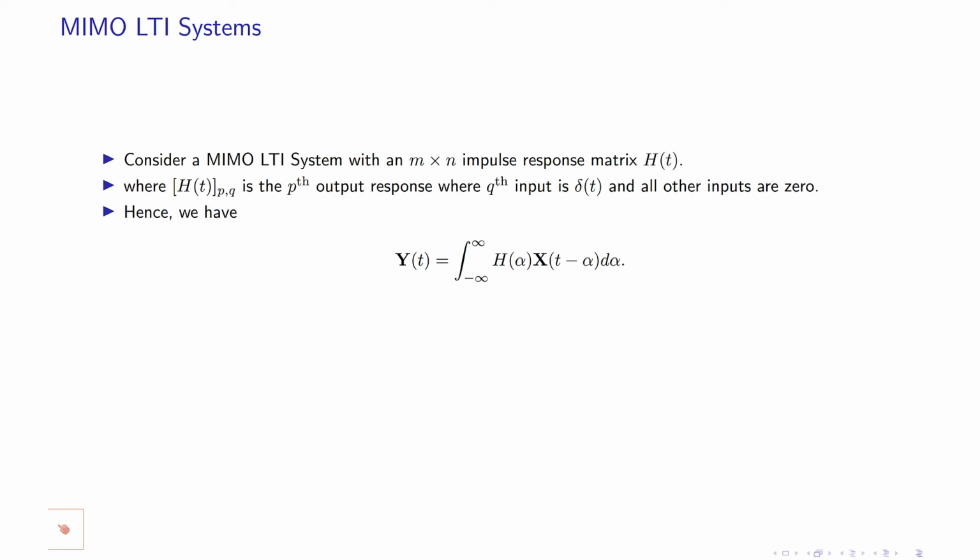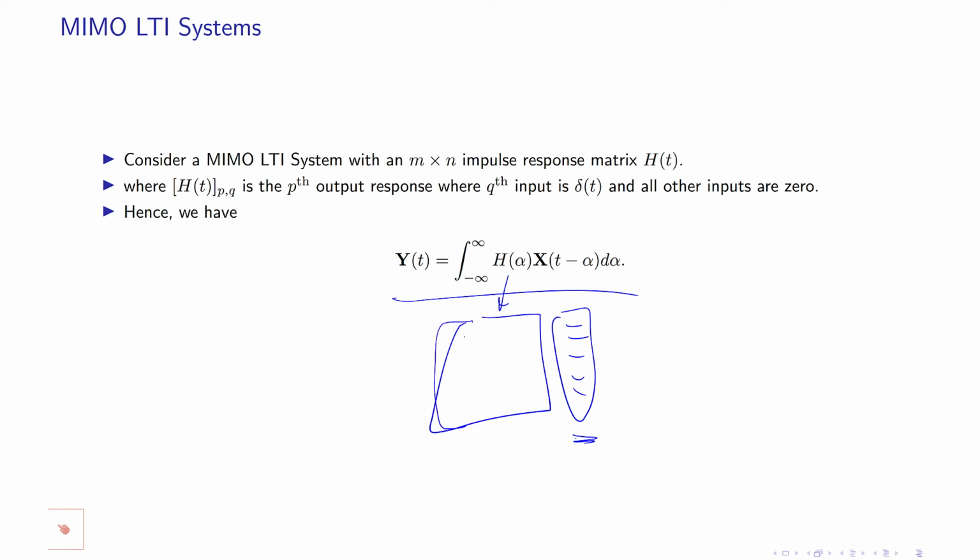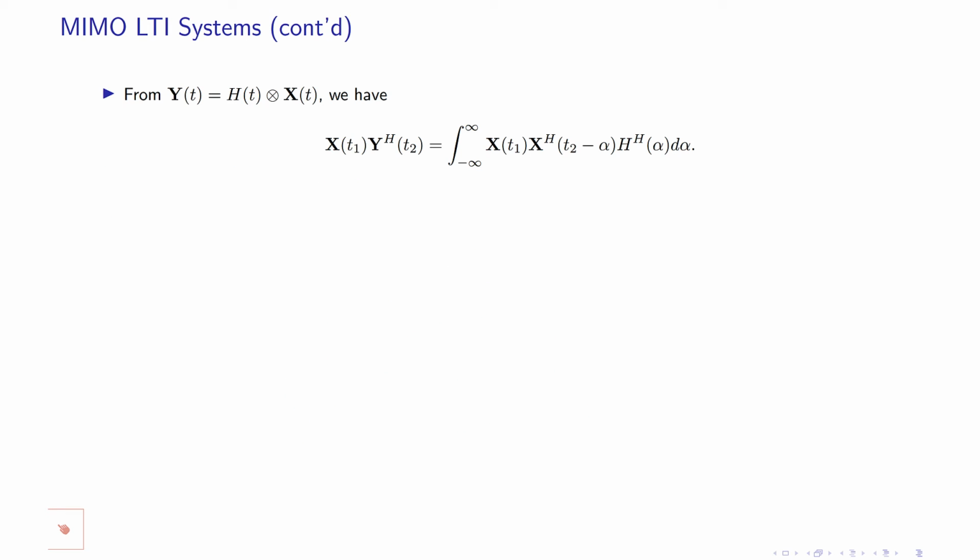So in that case, you can write this relationship. Remember that this is a matrix H and this is a vector. So entries of x of t are in here, and entries of H, the impulse responses, are here. And then after the integration, you get the entries of y of t. So now you can write it as a convolution. Now, in this integral convolution, you can replace t by t2. And then you can calculate x(t1) times y Hermitian of t2.